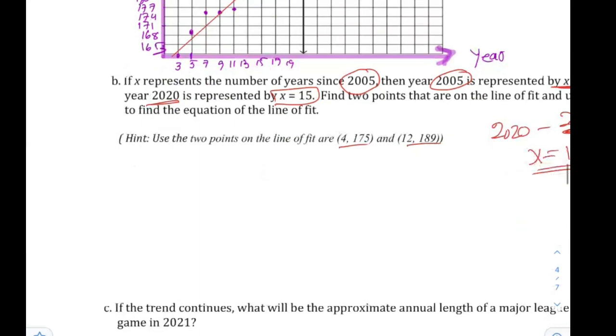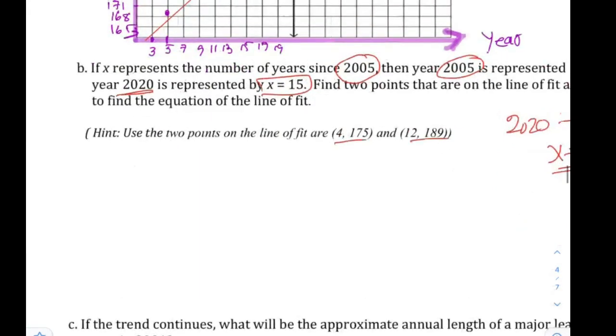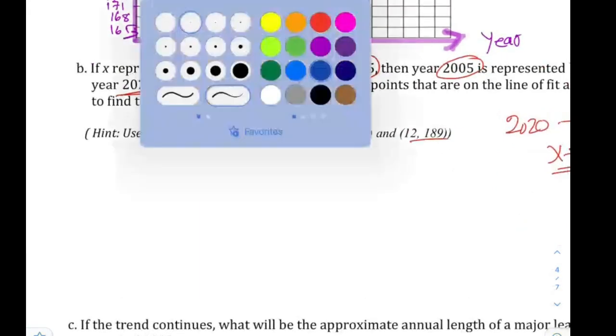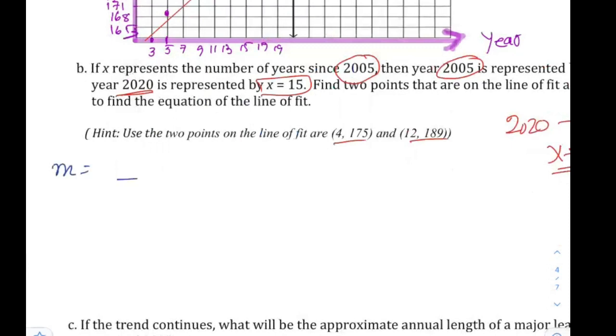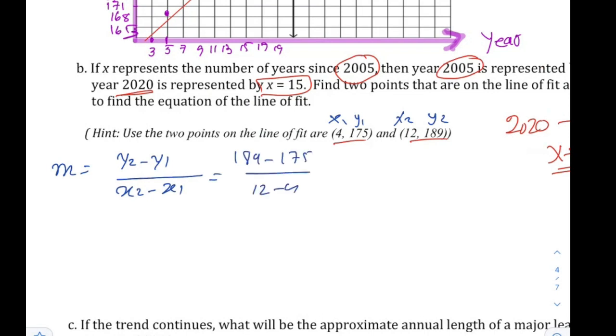As usual, if you are asked to find the equation of a line, we need the slope. So we will apply the slope formula, which is y2 minus y1 over x2 minus x1. This is x1, y1, x2, y2. So 189 minus 175 over 12 minus 4. This is equal to 1.75.